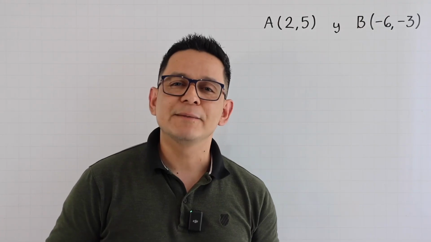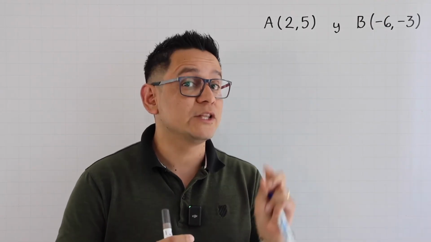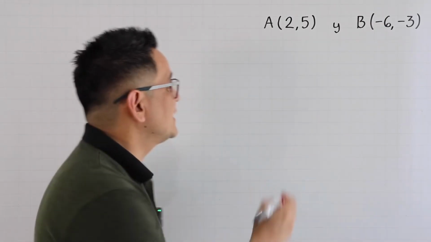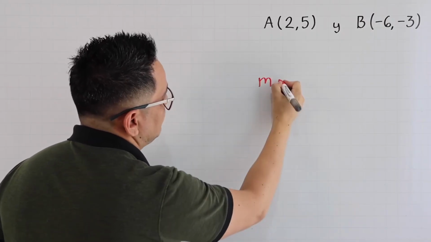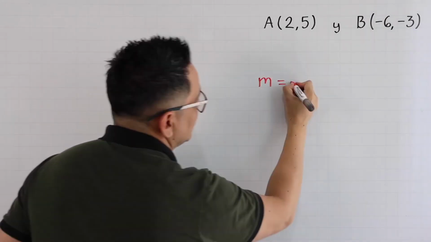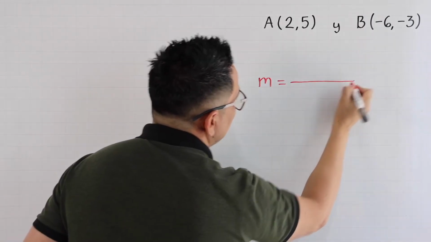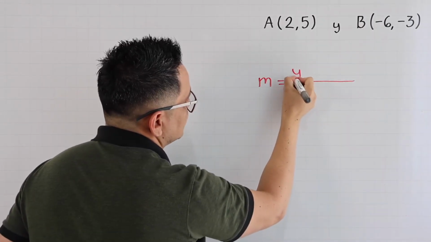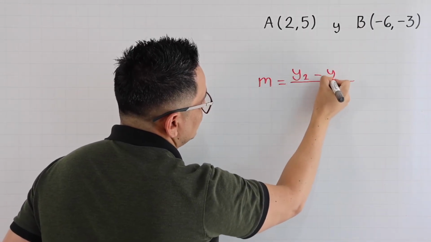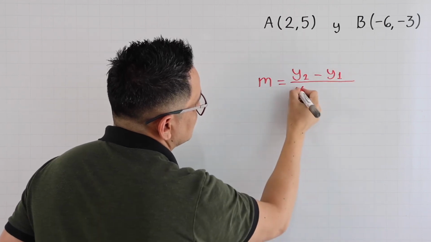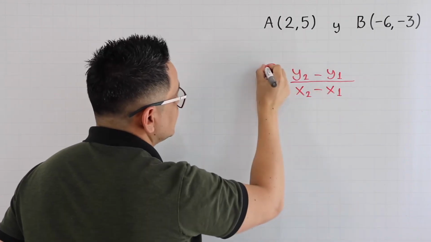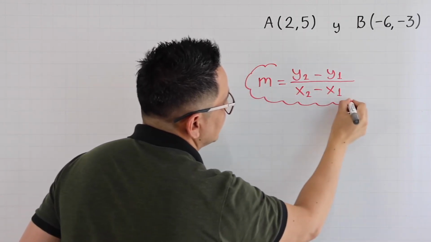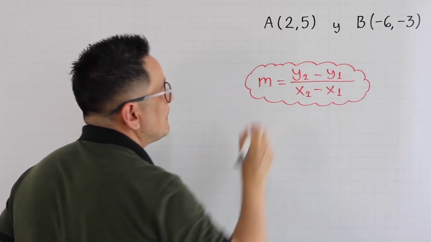The first thing we need to do is calculate the value of the slope, which we are going to represent with the lowercase letter m. So we write that the slope is equal to. We draw a long line, and in the numerator, we're going to put y2 minus y1, and in the denominator, we're going to put x2 minus x1. This is the formula we're going to use to calculate the slope of the line.